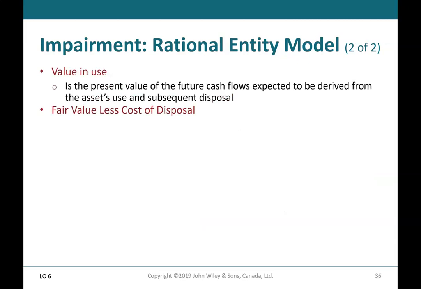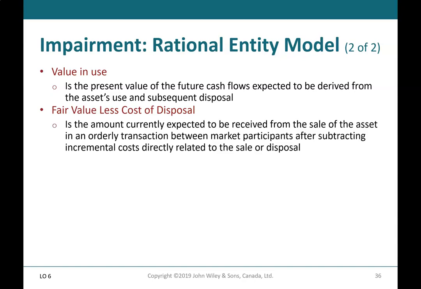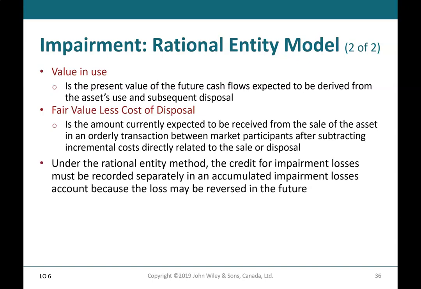Impairment rational entity model 2 of 2. Value in use is the present value of the future cash flows expected to be derived from the asset's use and subsequent disposal. Fair value less cost of disposal is the amount currently expected to be received from the sale of the asset in an ordinary transaction between market participants after subtracting incremental costs directly related to the sale or disposal.